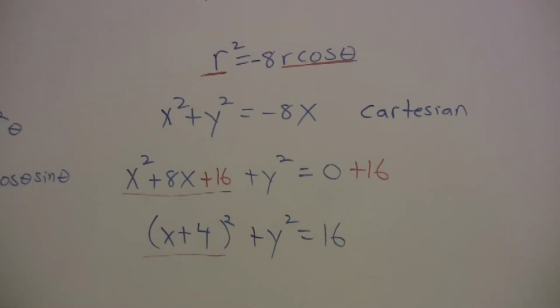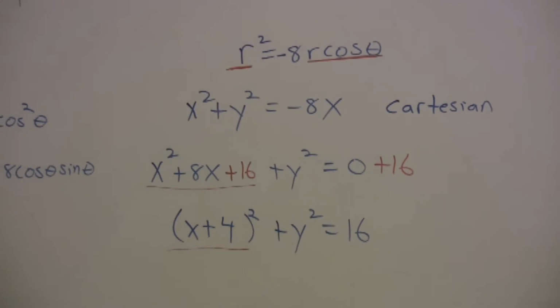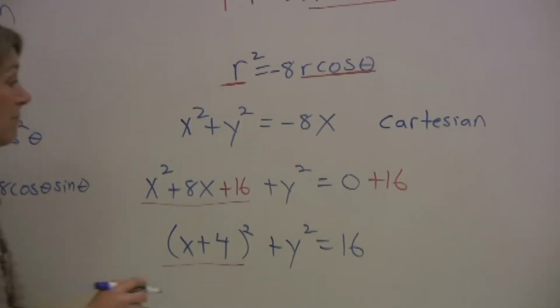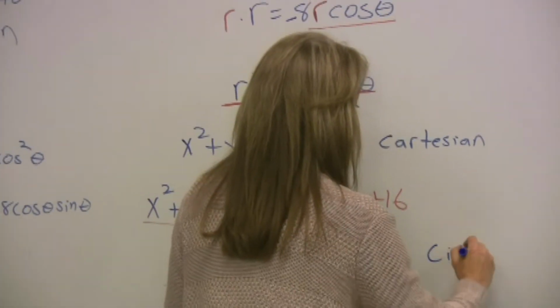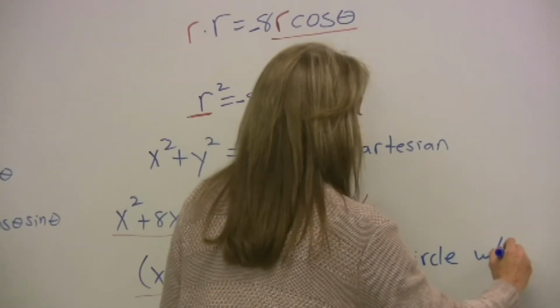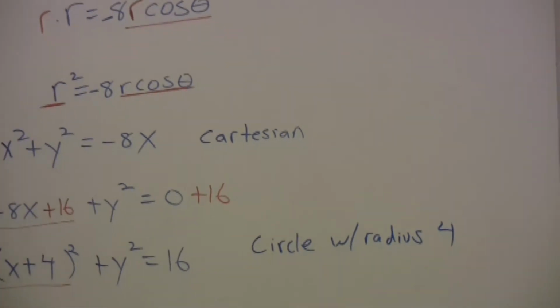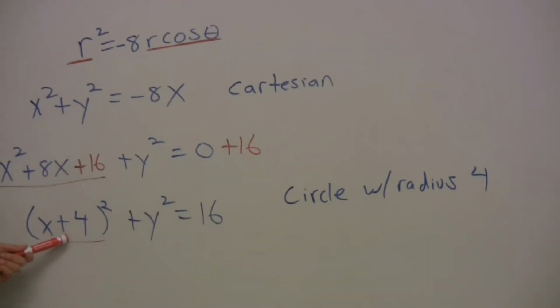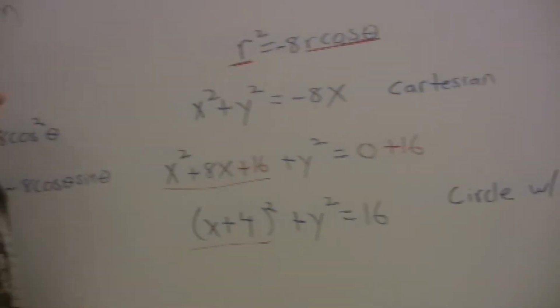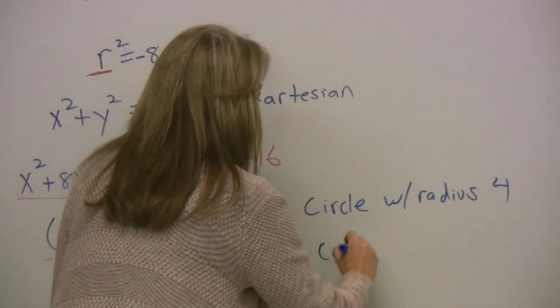Anybody recognize it now? It's a circle. With what radius? Radius 4. Where's the center of this circle? Negative 4, 0. Yeah, it moved 4 to the left. Center at negative 4, 0.